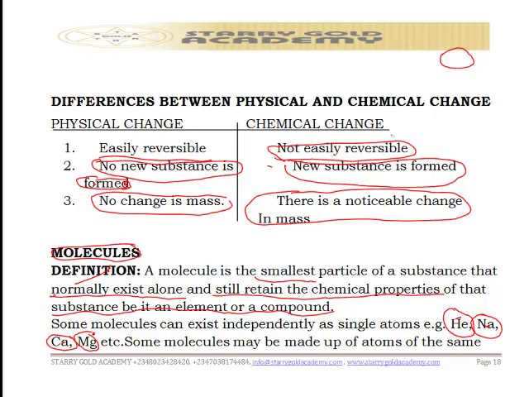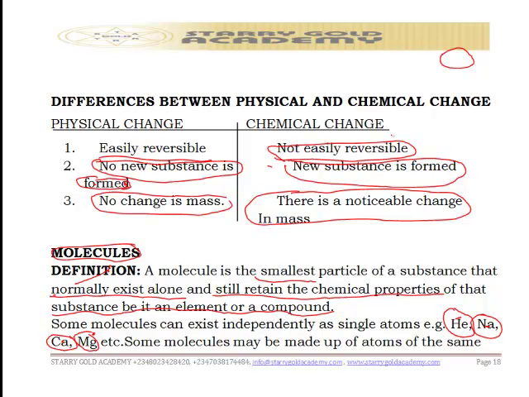We also talked lastly about molecules, and the definition of molecules. We said a molecule is the smallest particle of a substance that normally exists alone and still retains the chemical properties of that substance, be it an element or a compound. I further explained that there are some elements that exist independently, singly as an atom, that behave as molecules. We have helium, sodium, calcium, magnesium, and so on.